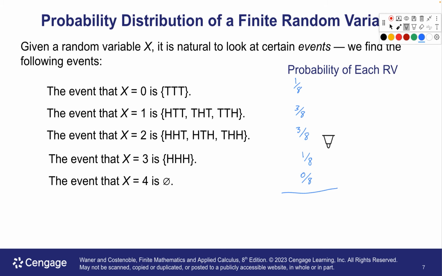What you'll see is this always will add to 1, because that's 100%. That's what makes it a probability. If it adds to more than 100, then it's not a probability distribution. If it adds to less than 100, it's not a probability distribution. But in this case, it is a probability distribution.